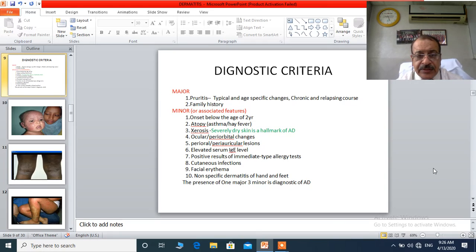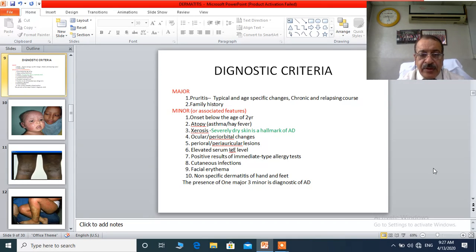Ocular or periorbital changes, then perioral or periauricular lesions, elevated serum IgE level, positive results of immediate type allergy tests, cutaneous bacterial, fungal or viral infections, facial erythema, non-specific dermatitis of hands and feet.